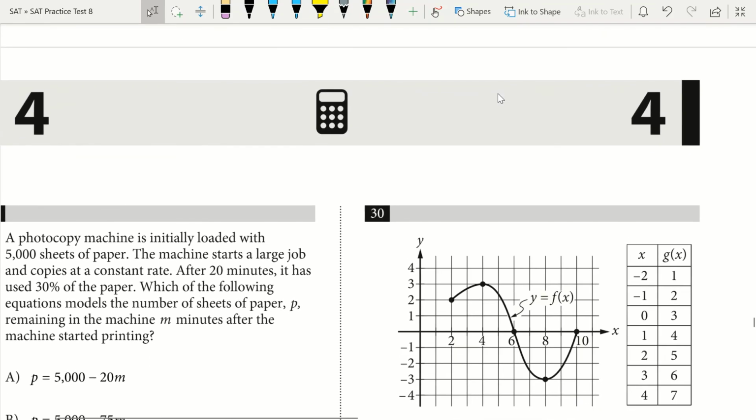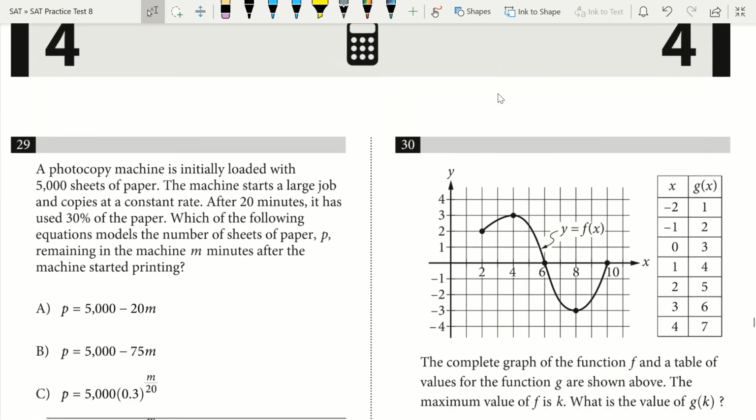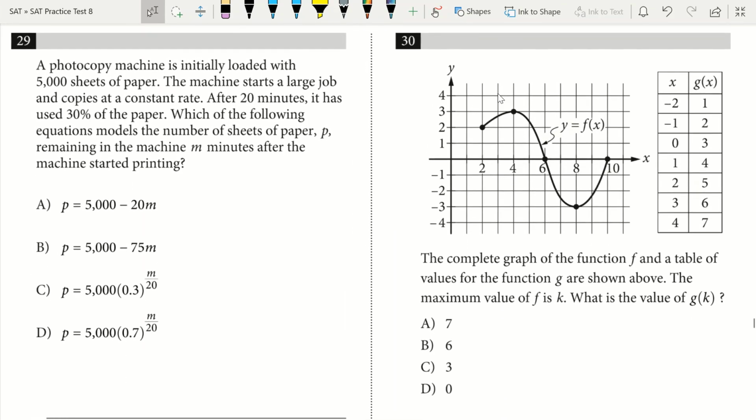All right, question 29. A photocopy machine is initially loaded with 5,000 sheets of paper. The machine starts a large job and copies at a constant rate. After 20 minutes, it has used 30% of the paper. Which of the following equations models the number of sheets of paper P remaining in the machine M minutes after the machine started printing? All right, well, we know that we start with 5,000 sheets, and we know after 20 minutes we use 30% of the paper, right?